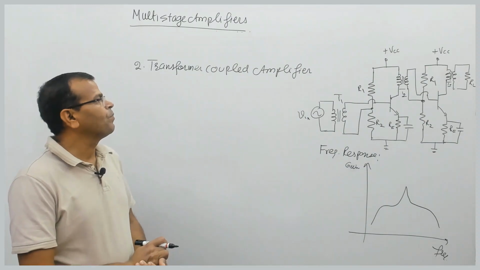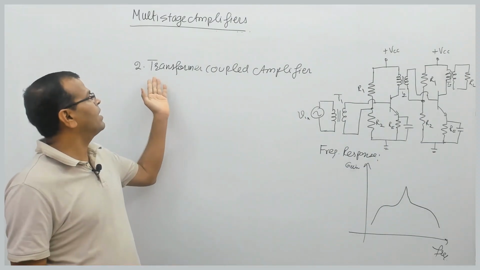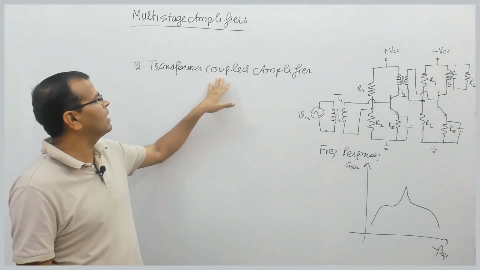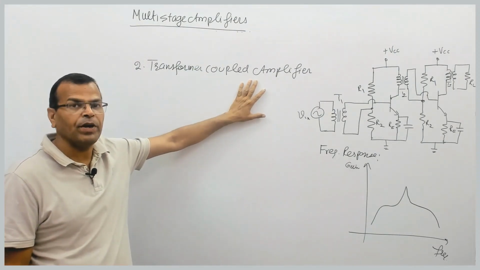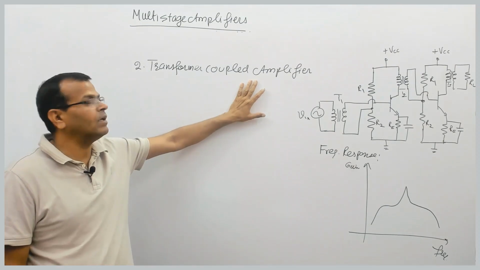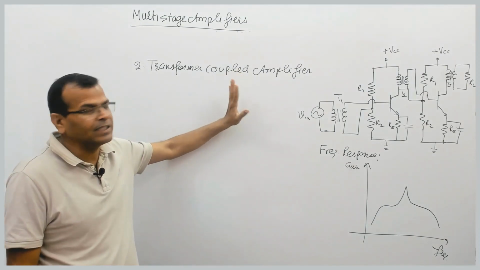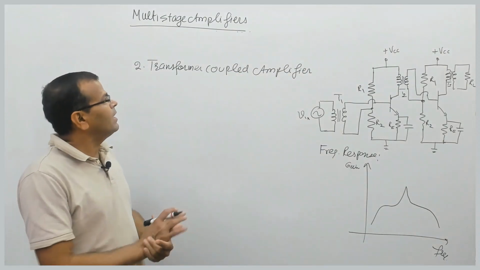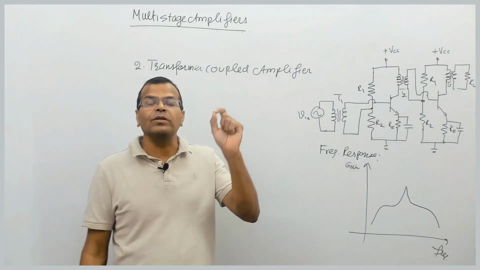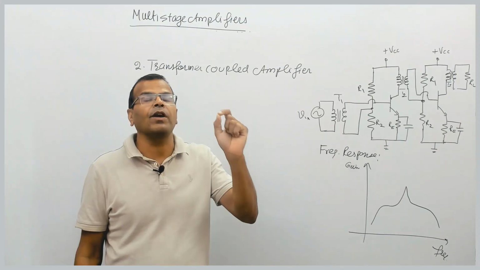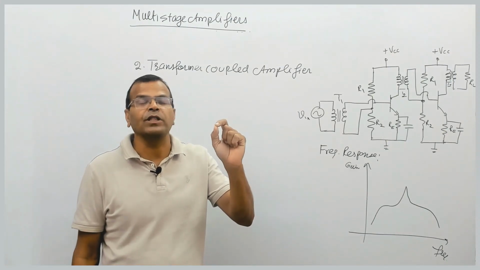Friends, now in multi-stage amplifier, the next topic is transformer coupled amplifier. It is again from engineering services objective type point of view, but there can again be a 1 mark question in GATE exam as well. In case of transformer coupled amplifier, the transformer is used as a coupling device for coupling of input and output signals of each stage.